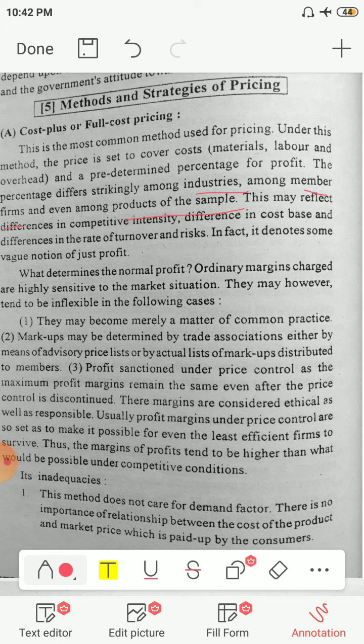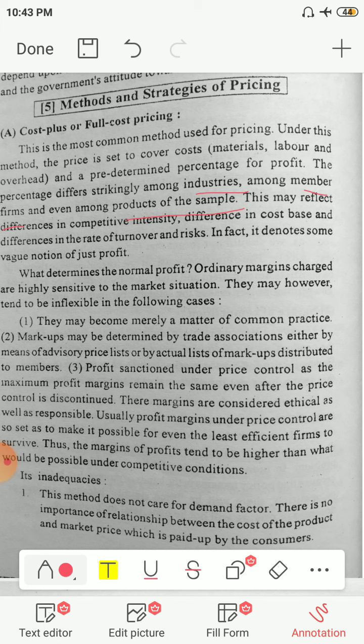Take the example of Parle-G, and you can take the example of Bonbon. Parle-G wants to earn the minimum possible profit, whereas Bonbon tries to earn more profit. So even within the same industry, a firm charges different profit margins, and then it again differs from one product to another product. If your product is luxurious, definitely it would have a high profit margin, and if your product is a needy product, then there will be a low profit margin.